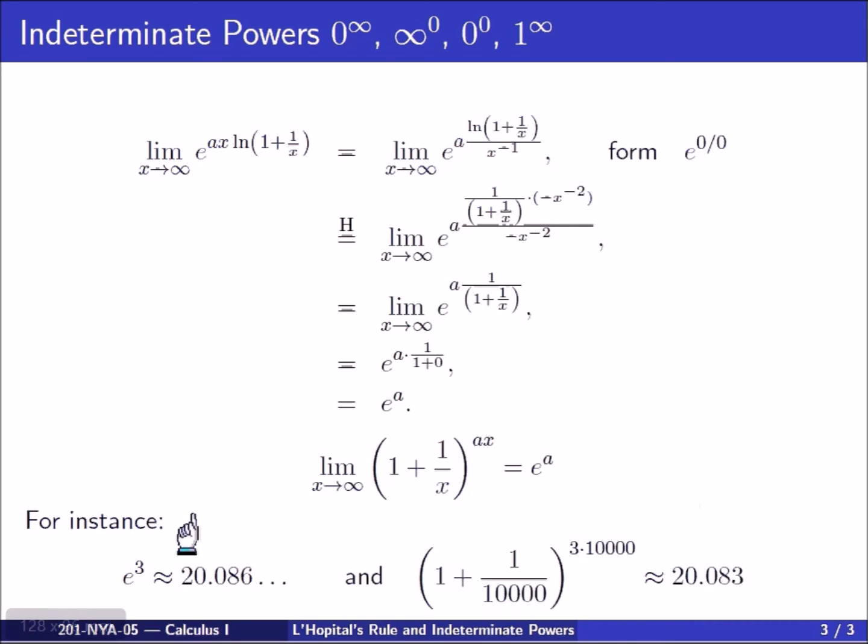So for instance, if I replace a by 3 and compute e to the 3 with my calculator, I get 20.086. And what this limit says is that if I replace x by my favorite large number, I've chosen 10,000, to see what I was going to obtain, I get that the expression is 20.083. So you can see that when x is 10,000, this is pretty close to the actual value of the limit, which is e to the 3.